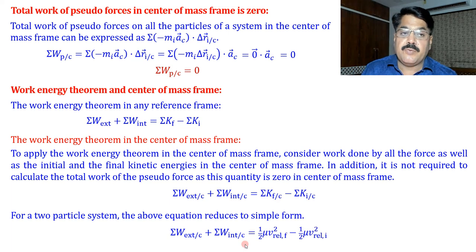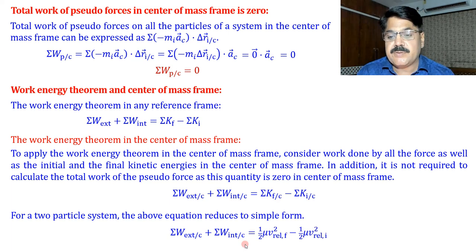So till now, we have discussed almost every idea of how we can use the work energy theorem or energy methods in the center of mass frame. Now let us summarize it. In the center of mass frame, the first and very important thing is that the total work done by all the pseudo forces will be zero. We have to consider work of all the external forces in the center of mass frame plus work done by all the internal forces in the center of mass frame, equal to the change in kinetic energy in the center of mass frame.